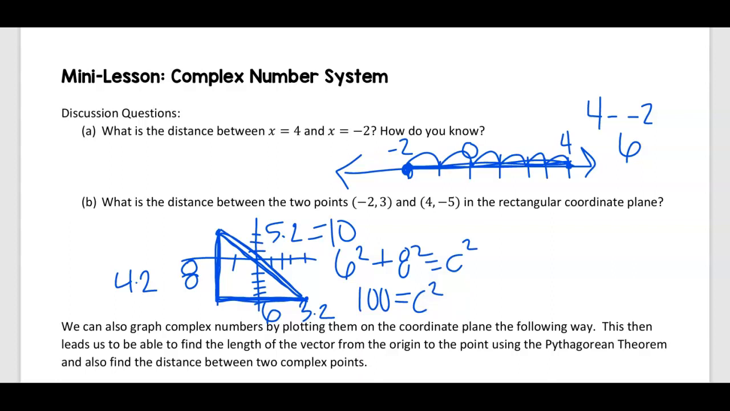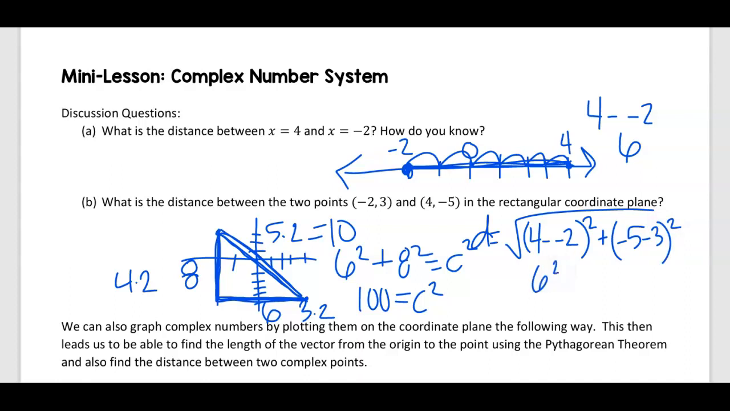You could also use the distance formula, okay? And so the distance formula says, hey, take the change in your x's, so 4 minus -2, and square that. Add to that the change in the y's, -5 minus 3, and square that. I get 6 squared plus -8 squared, square root. That ends up giving me the exact same formula as the Pythagorean theorem if we use distance formula.